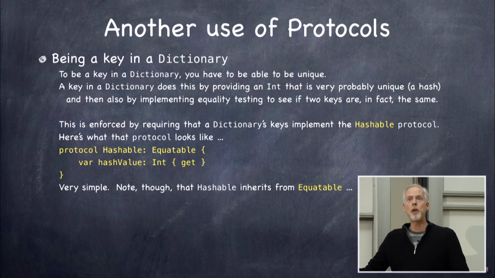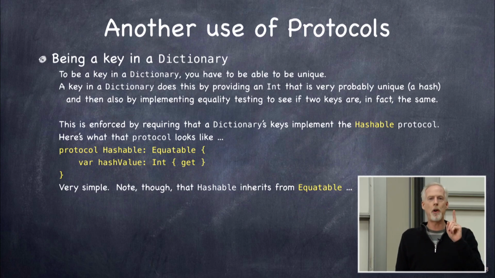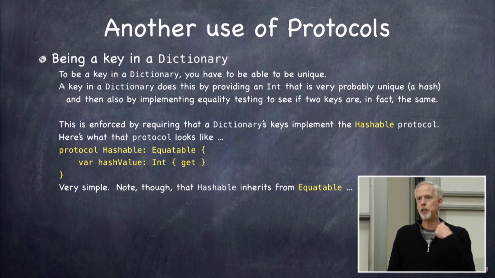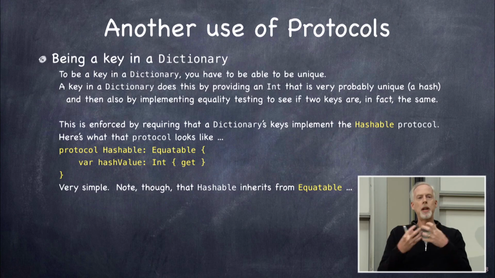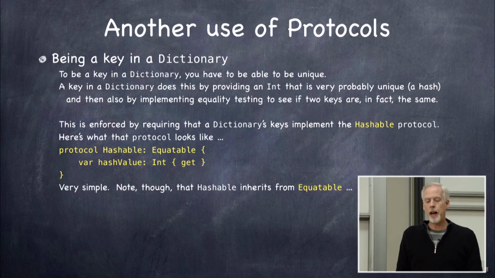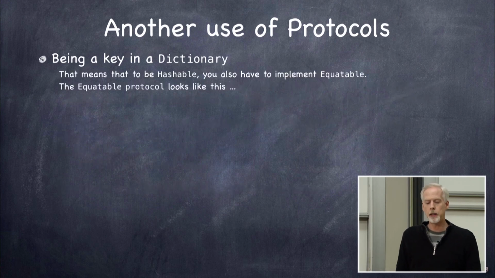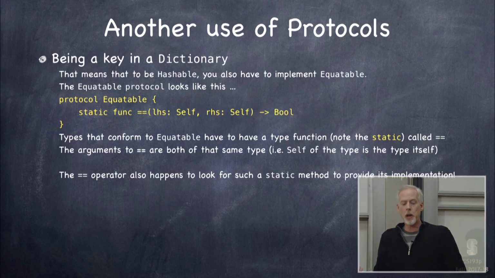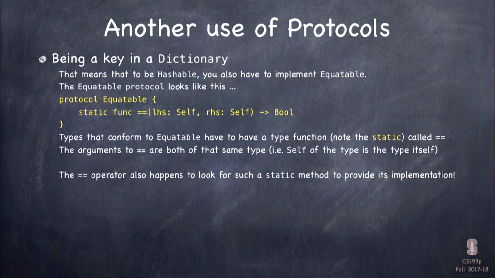So if you want to be hashable, you also have to be able to check if you're equal to something else. Now this is a super simple protocol. It only has one var in it. It's a get-only var, which is the hash value. Okay? Some integer that hopefully uniquely represents you. That's what this is. Now, let's look at equatable, okay, because that's another protocol that is inherited and thus required here. What does that look like? That's a very simple protocol as well. It has one function in it, one method, which is static, meaning it's on the type, like getUniqueIdentifier was in card, remember that? And its name is equals equals. In Swift, remember, names of methods can be like emoji.